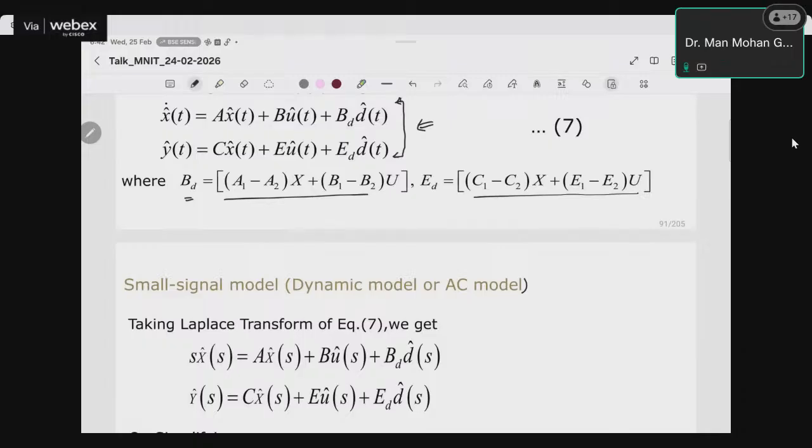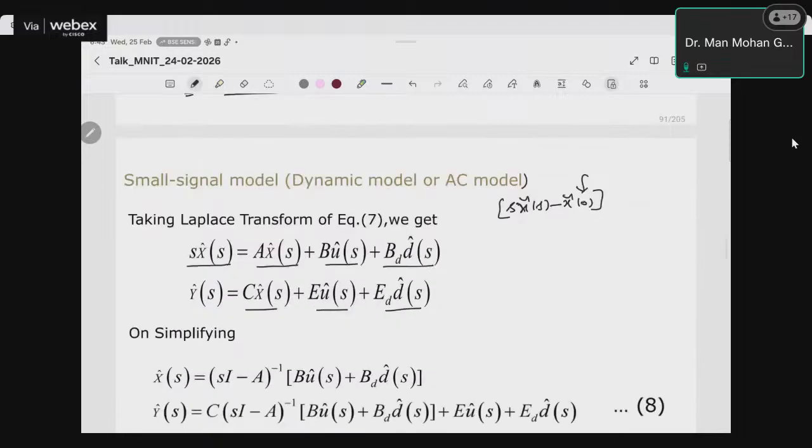So the Laplace transform of x cap dot is basically s into x of s, not s into x of s minus x of 0, right? Because we are trying to obtain the transfer function, that's why we keep the initial conditions to be 0. So it is written only as s x cap of s equal to A x of s plus B u of s plus Bd d of s, y equal to C x of s plus E u of s plus Ed d of s, right? So these two equations are obtained.